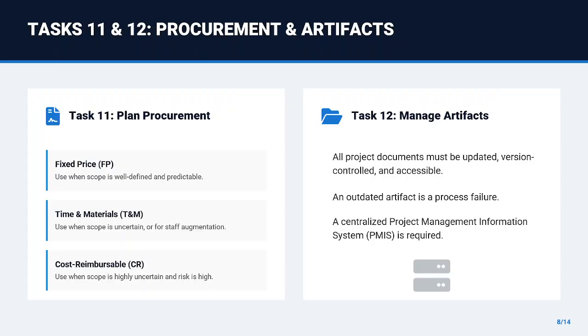Task 11 covers procurement. You need to know when to use fixed price contracts when scope is well defined versus time and materials or cost reimbursable contracts when scope is uncertain or agile. Task 12 is managing project artifacts. The exam tests your ability to ensure that all project documents, charters, plans, registers are updated, version controlled, and accessible to the team. An outdated artifact is a process failure.